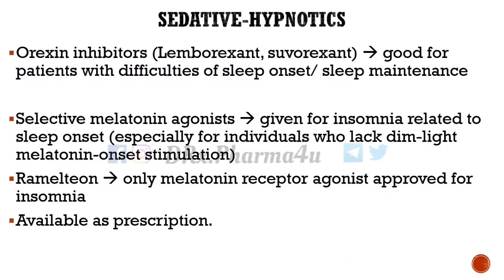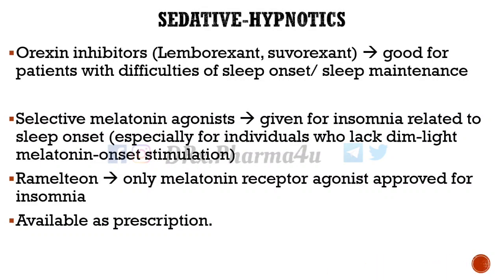Then we have some orexin inhibitors. They actually block a molecule known as orexin. So we have lemborexant and suvorexant. They are good for patients with difficulties of sleep onset or sleep maintenance. So that is one benefit of this molecule. It is good for people who cannot initiate sleep, and it is also good for people who cannot maintain sleep.